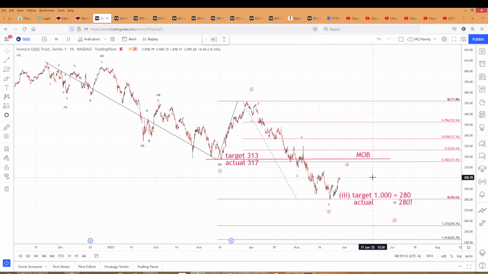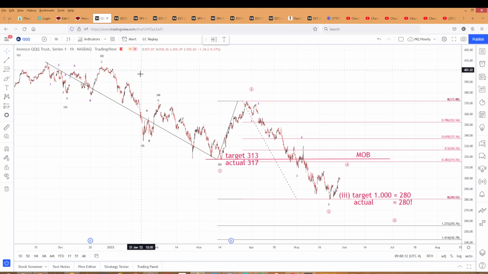We'll get into the alternate counts because the ES and the S&P are in the same position. So if this is a 4, and you can see it's up there, it needs to stay under. 315 would be Fibonacci perfect. Anything over 317 and it's not a 4, it's something else.